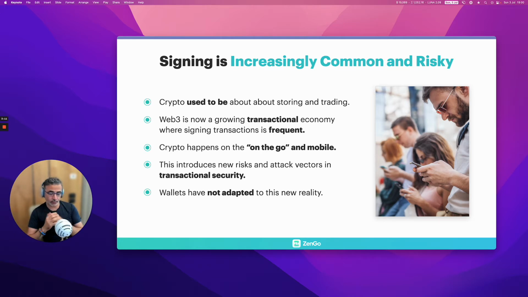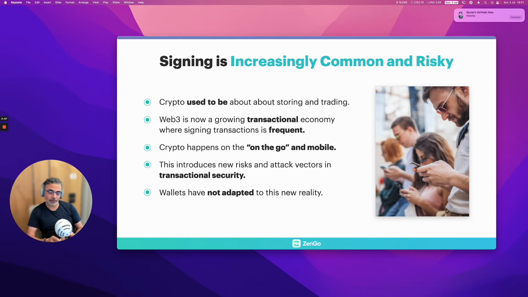So what is the problem with that? Well, signing is increasingly common and very risky, right? The more and more apps there are, the more and more you're going to use your wallet and interact with them. And it doesn't matter which wallet you're using, you're just going to use them more and more. Crypto used to be only about storing and trading in exchanges, but this is changing, where Web3 is growing to a transactional economy, where people are actually using their wallet to do certain things. And so this is becoming more frequent. So this is something that is quite common. It's not an edge case.